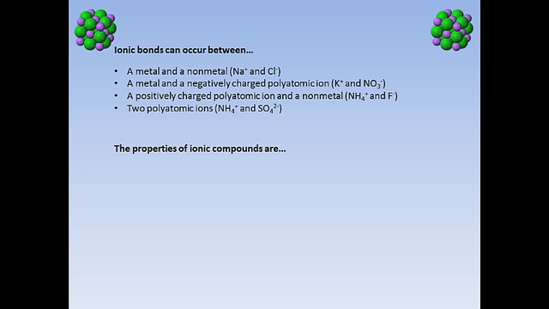Polyatomic ions are simply ions composed of more than one atom. A list of polyatomic ions can be found on the back of your periodic chart. This list will be very important in the next unit.